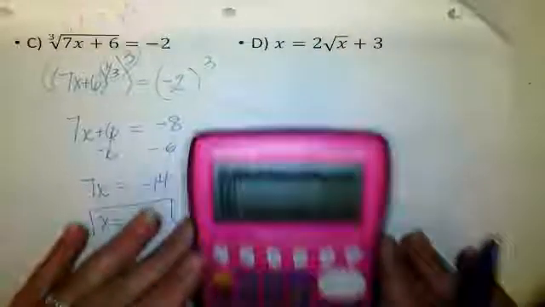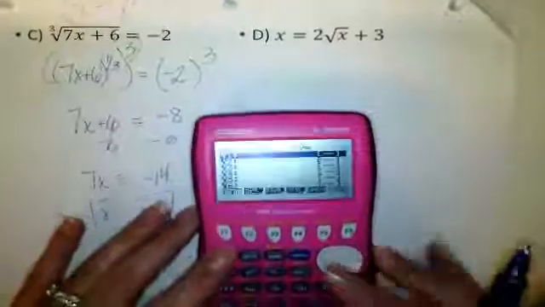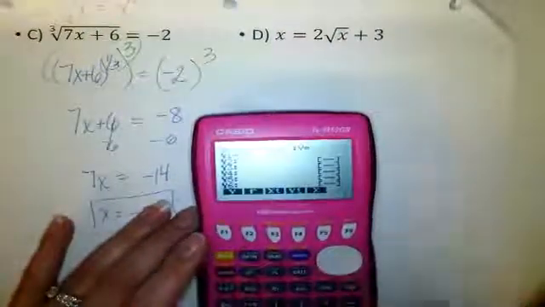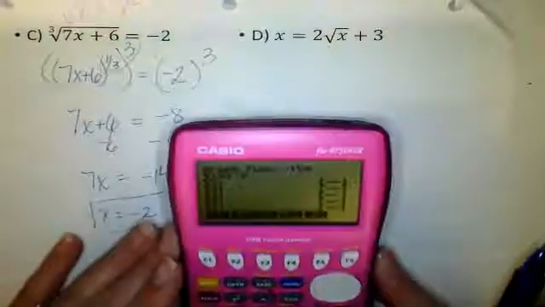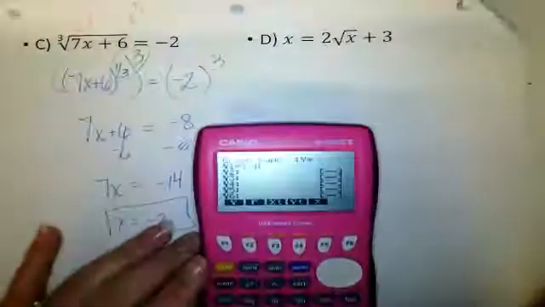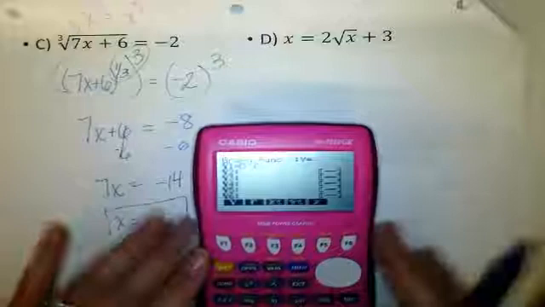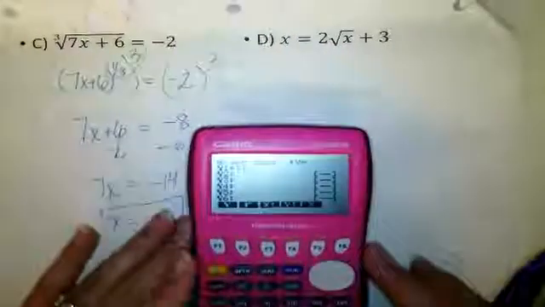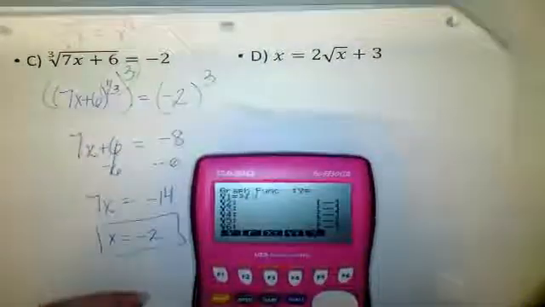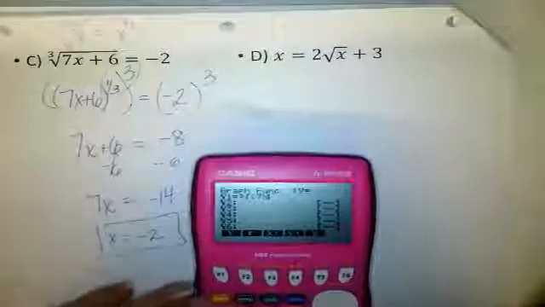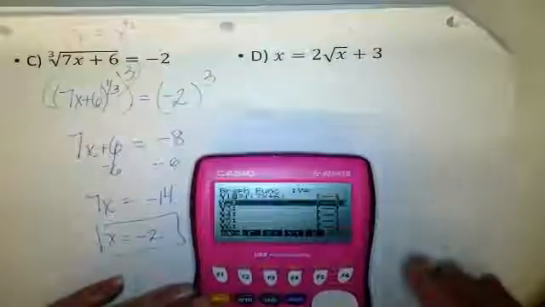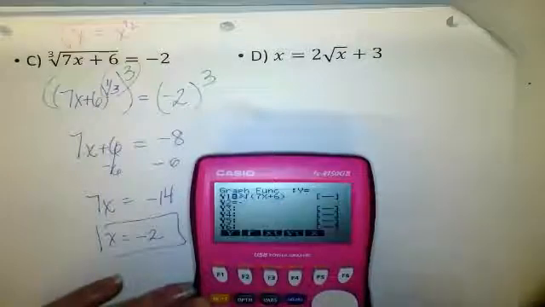I have a cubic on the Casio, I think. Oh yeah, there's cubic. Oh, I do have a cubic. Never mind. It is right there. There's the cube root. Cube root of 7x plus 6 and negative 2.